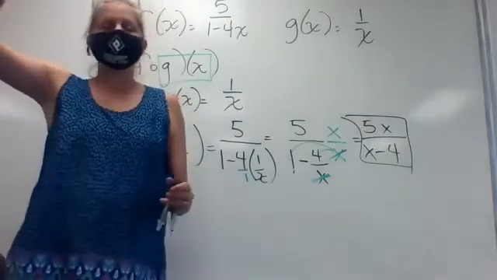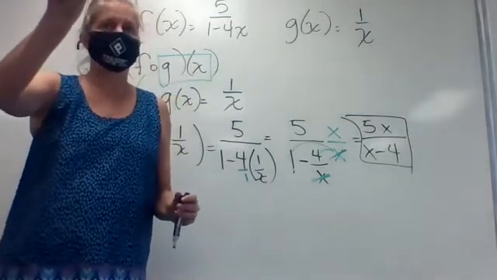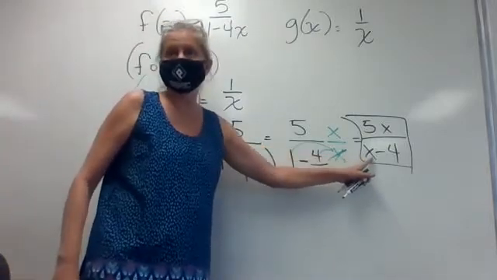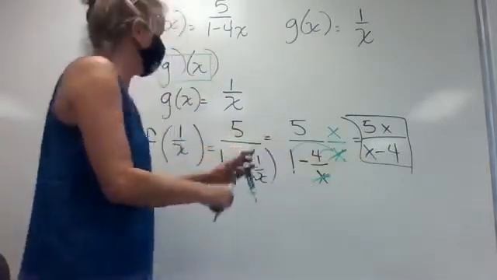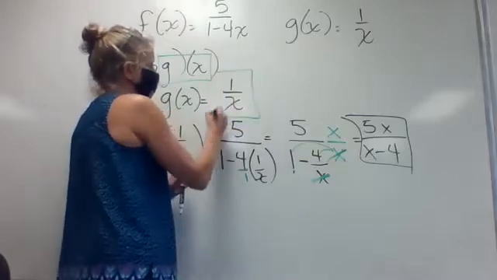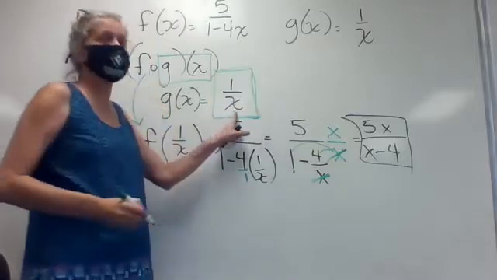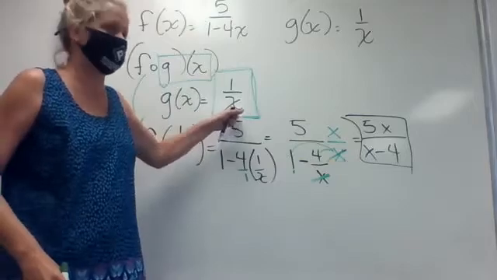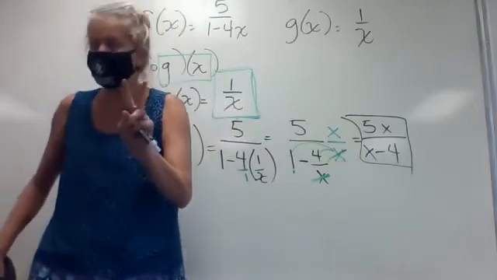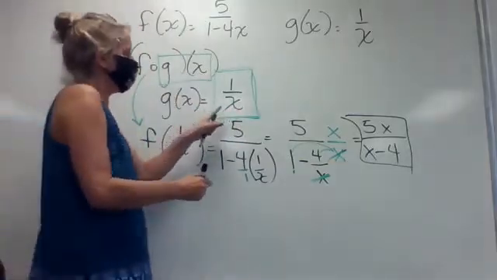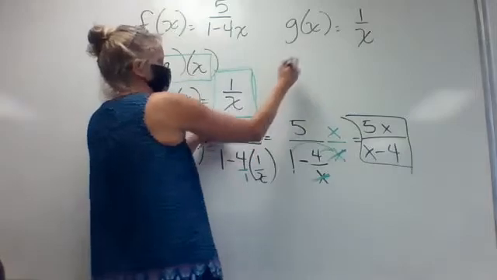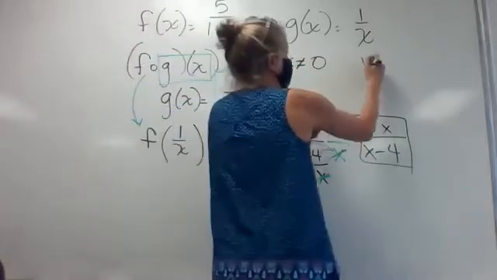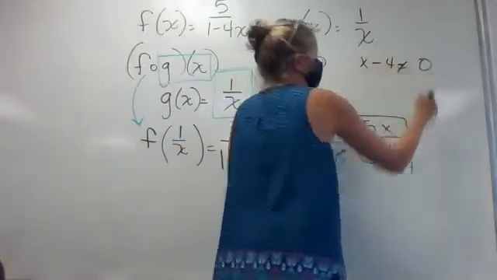Remember, I'm looking for restrictions in 2 spots. The final answer, which has a restriction, right? Because I've got an x in my denominator, and what you plugged in also has another restriction because it also has an x in the denominator. So I'm going to have 2 restrictions in this domain. The 2 things that can't equal 0 are x and x minus 4.